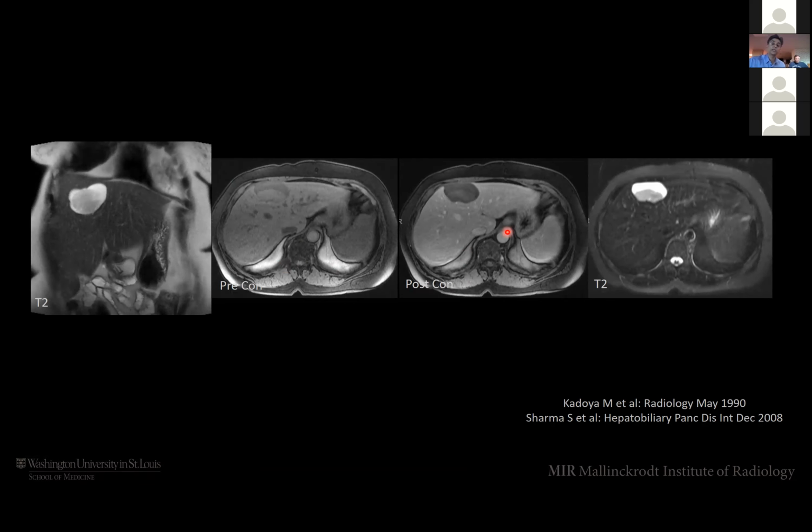The location is in segment 4A or 4B, coming towards the porta hepatis or subcapsular in segment 4, or the middle liver, as we call it. This is a very, very characteristic appearance for a ciliated hepatic foregut cyst. This is probably one of the most underdiagnosed entities.